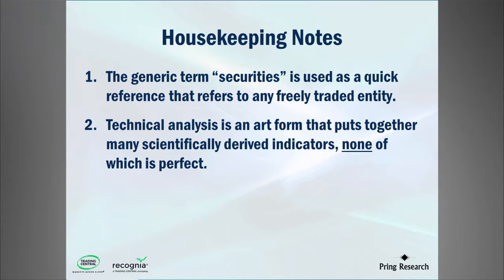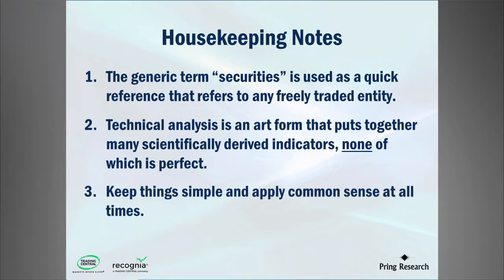In technical analysis, we're dealing in probabilities. So even when there might be a 95% probability of a trend reversal, there's still a 5% probability that it will not materialize.